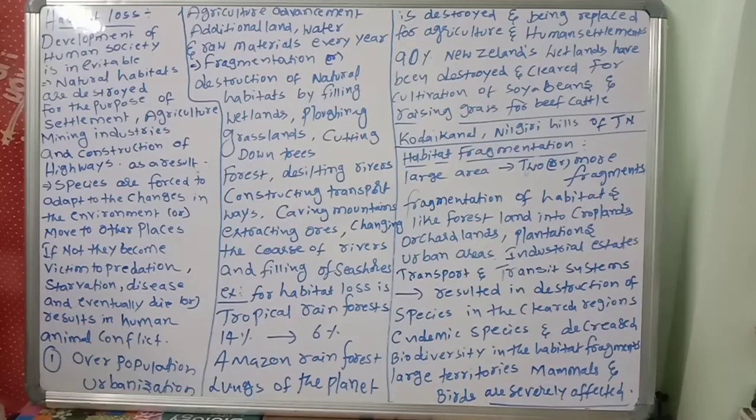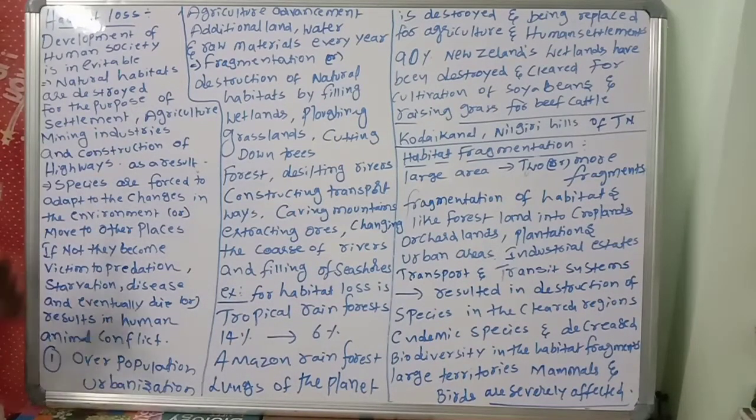As a result, what will happen? Species are forced to adapt to the changes in the environment or move to other places. If not, they become victim to predation, starvation, privation and disease, and eventually die, or it results in human-animal conflict. So what I am telling is, the major problem is human only. Humans majorly damage our natural habitats, destroyed for the purpose of settlement.